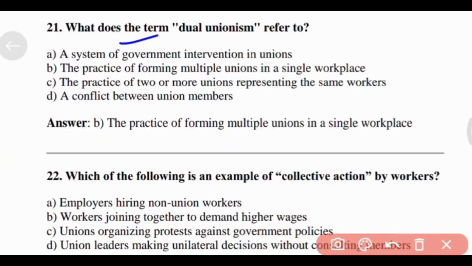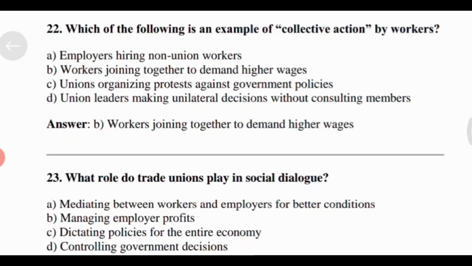What does the term dual unionism refer to? Option B, the practice of forming multiple unions in a single workplace. Which of the following is an example of collective action by workers? Option B, workers joining together to demand higher wages.